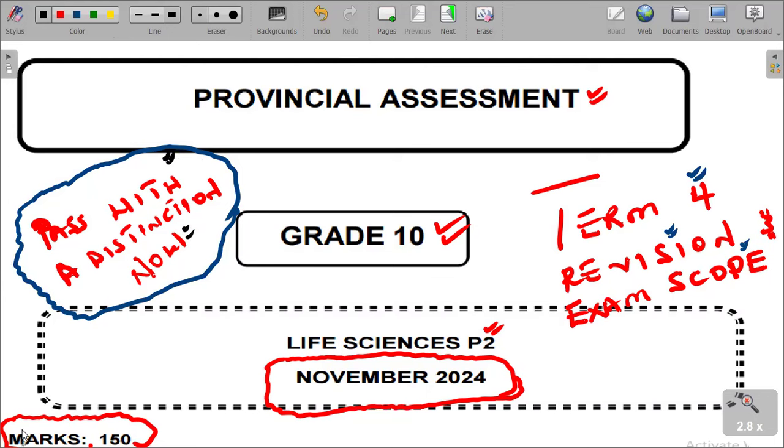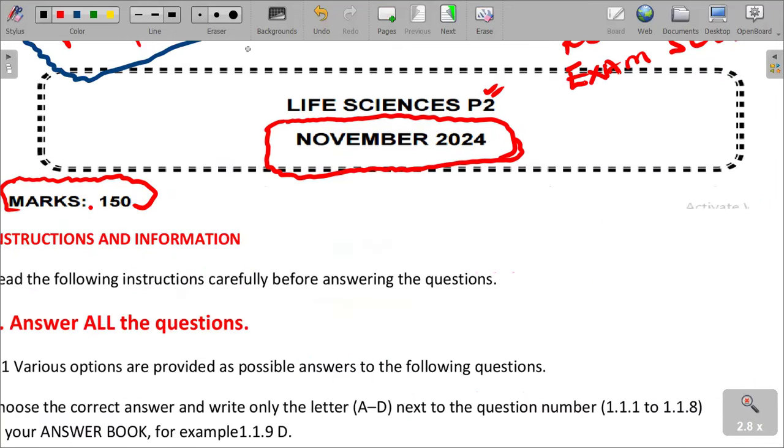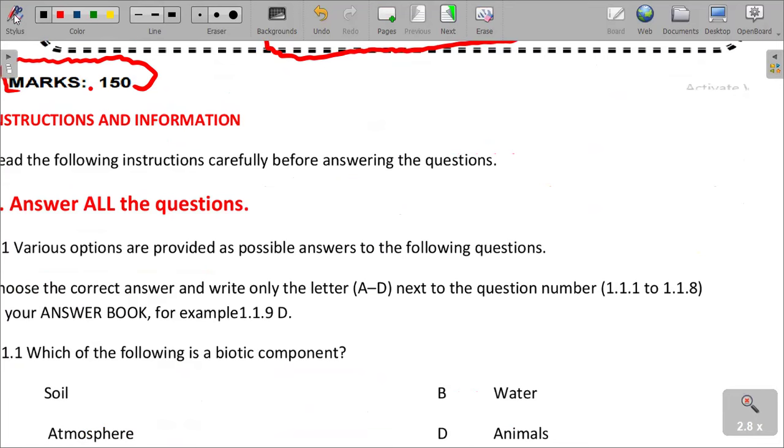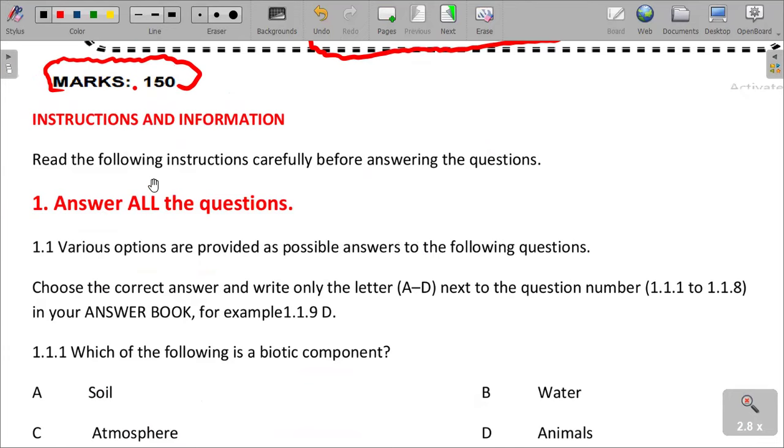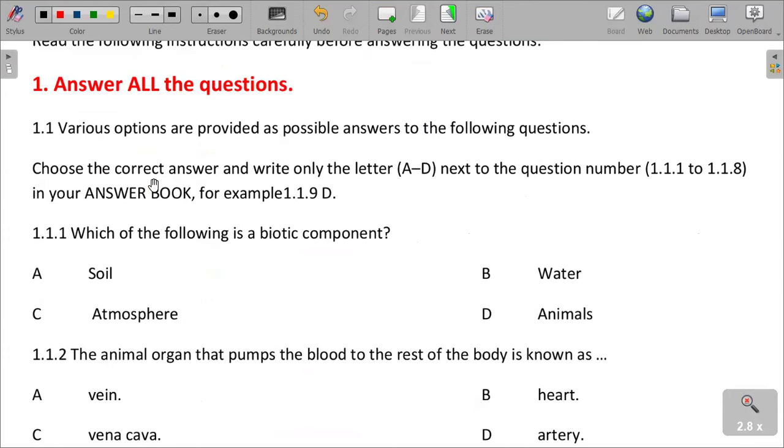As you can see, this is a revision and exam scope. We are revising and comprehensively reflecting on every other related piece of information that relates to the concepts and topics covered in the paper. Let's go straight into the paper very fast, so that we cover the full paper as a whole. We answer all questions. Instructions are always very important as you go to exams, class.